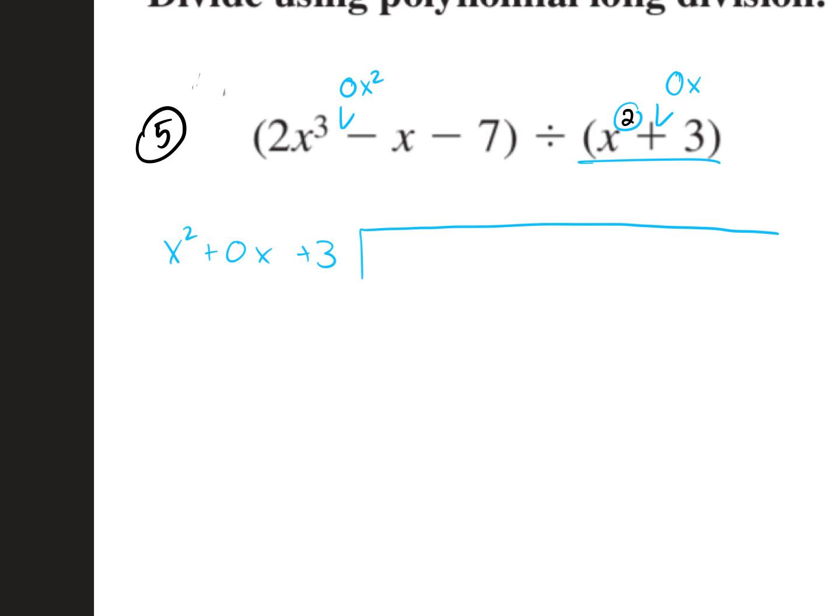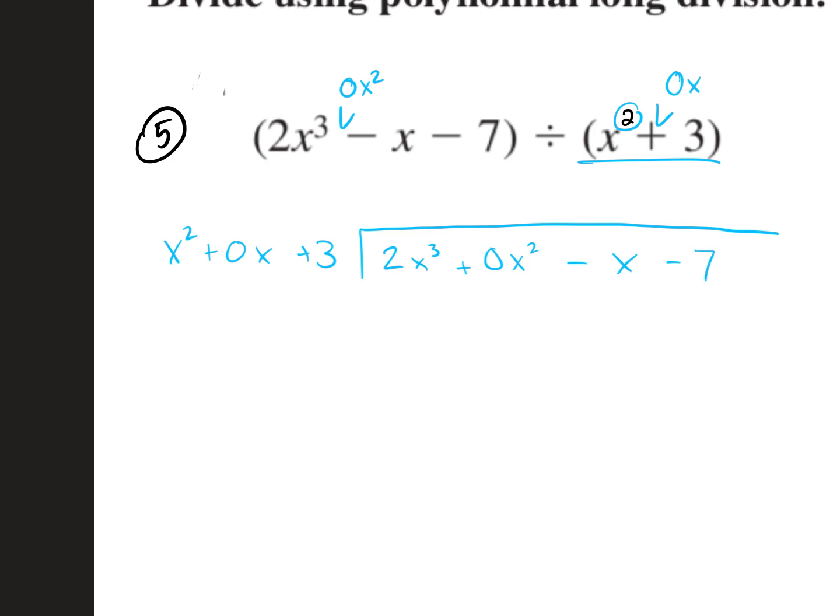So if you start with whatever degree you start with, let's say x to the fourth power, you need x to the third power, second power, first power. You need each term represented. So inside the box, we have 2x to the third power plus 0x squared minus x minus 7.